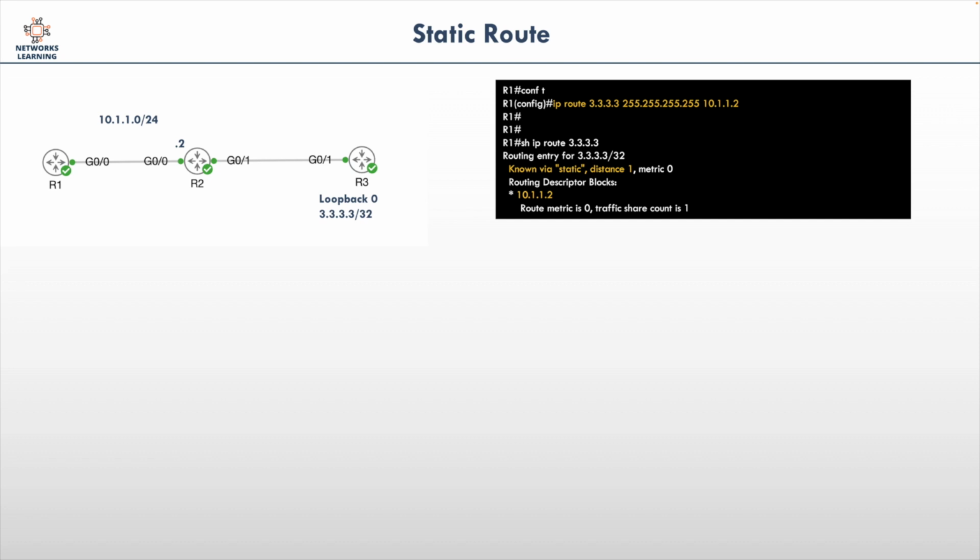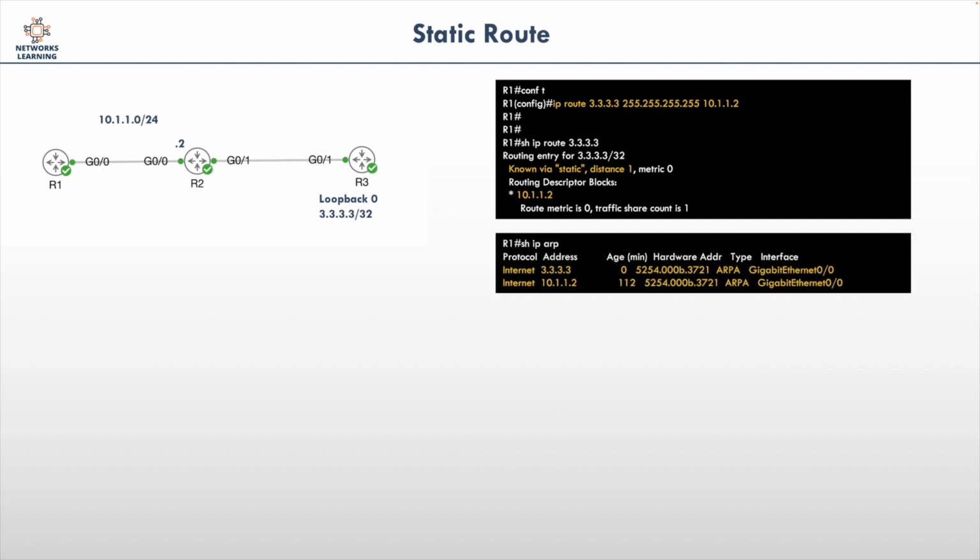So when I do a show ip route for 3.3.3.3, I can see that obviously the route is preferred via static, the distance is 1. And my next hop is 10.1.1.2, which is router R2 gigabit 0/0. So everything is exactly as I want it to be, and everything is as expected.